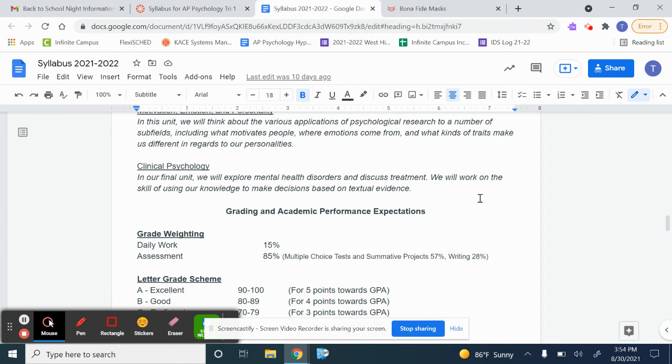And then finally, we finish with what tends to be everyone's favorite unit, clinical psychology, where we look at abnormal behaviors, abnormal thought processes, and then we discuss the different kinds of diseases and disease processes that can arise. And then also we talk about different treatment options.